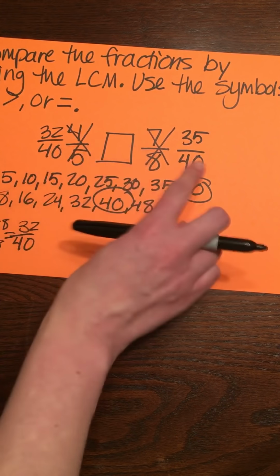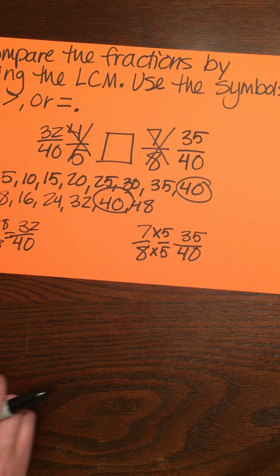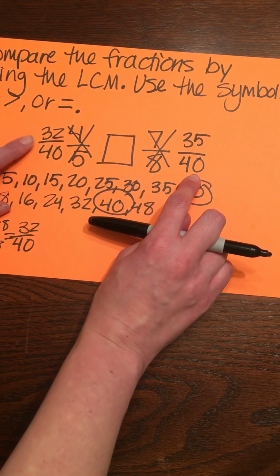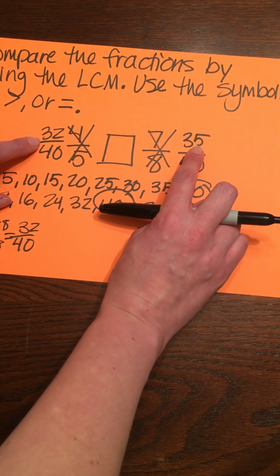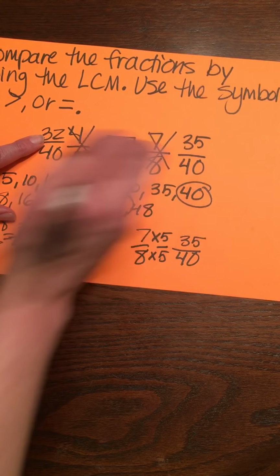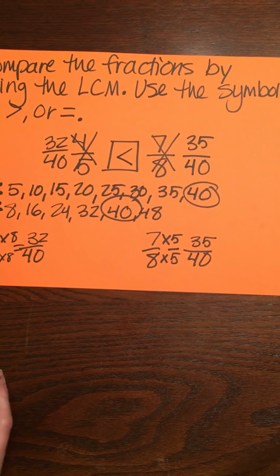There are our new fractions. Now we can easily see which one is greater or less than. These are the same, remember? So we just look at the top, and 35 is greater than 32. So we're going to put a less than sign in the middle.